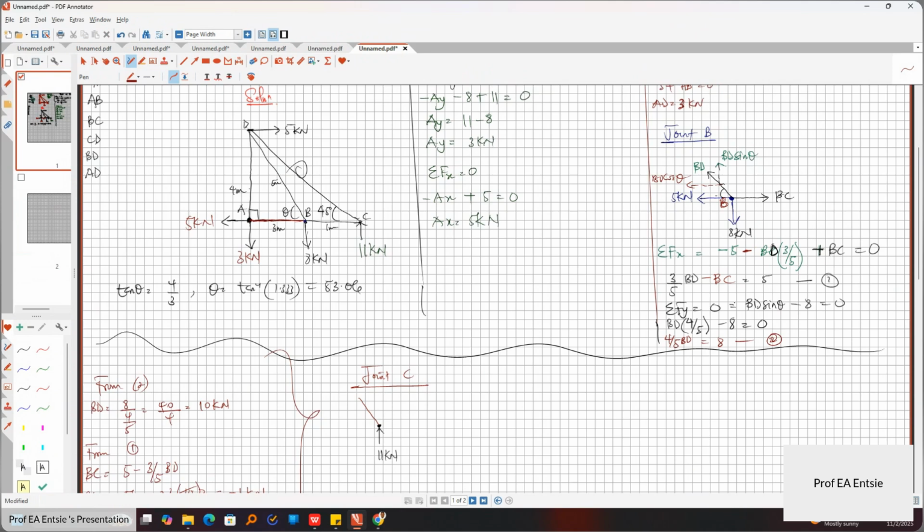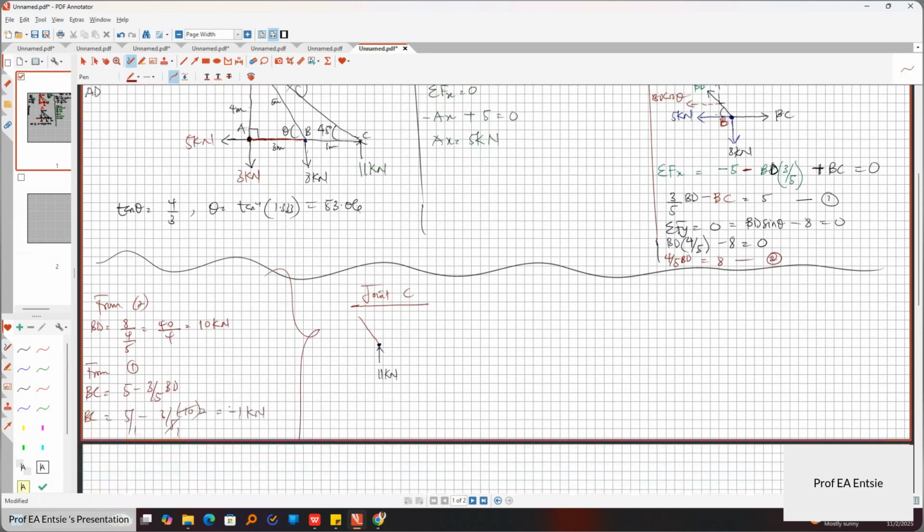So now this is what I should get. Then if that is the case, BC would actually be 3 over 5 BD minus 5 rather. So 3 over 5 BD minus 5. Then I'll clean this. So it will be 3 over 5 BD, I had 10, minus 5, which is 6 minus 5, which is 1 kilonewton. Yes, it should go in this way now. So here is 1 kilonewton.